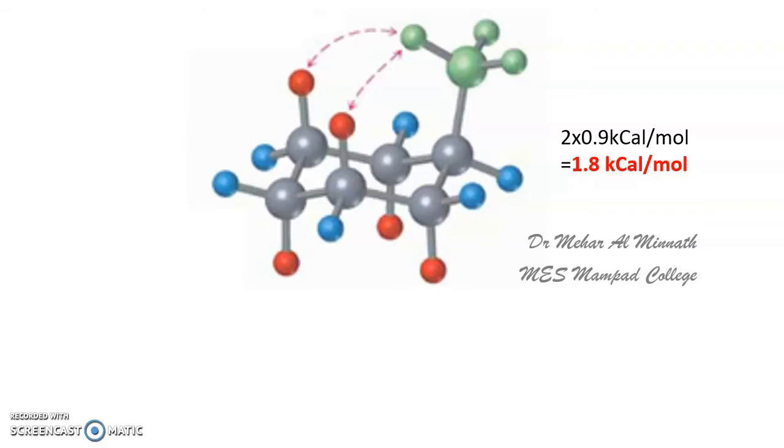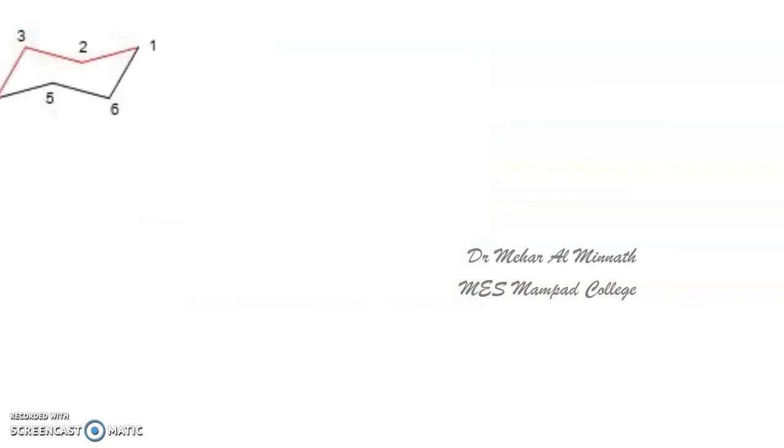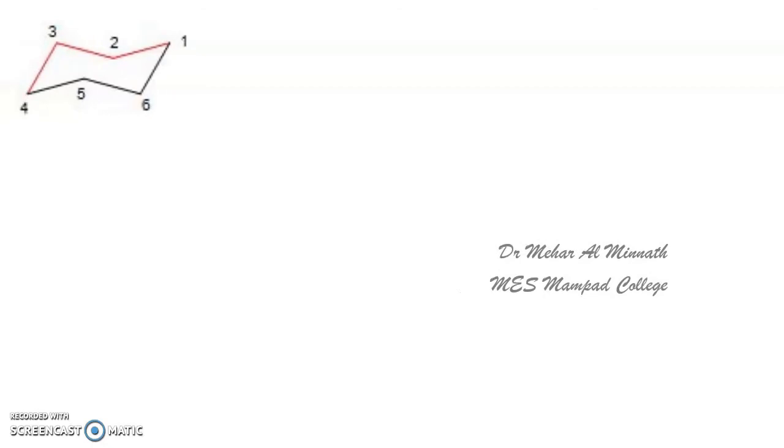unsubstituted cyclohexane into butane units, 6 butane units, we have seen. Similarly, we can explain the energy of the substituted cyclohexane in terms of butane units. Let us look at that. We have seen that the unsubstituted cyclohexane is associated with 6 gauche butane units.